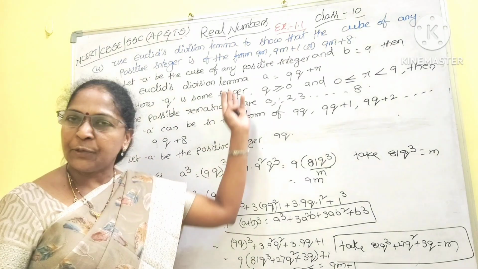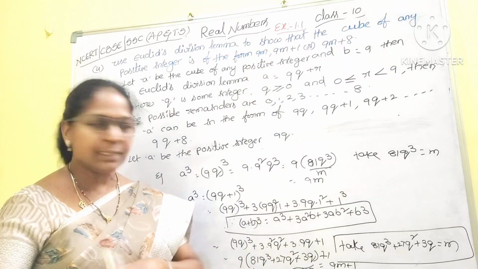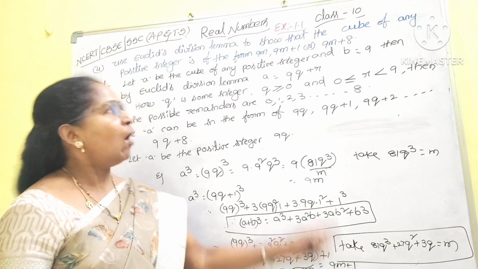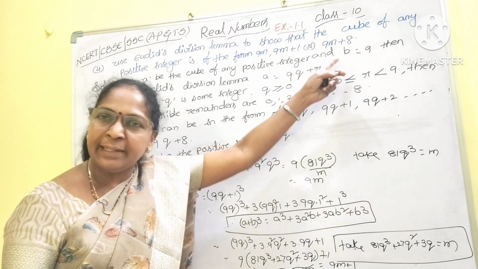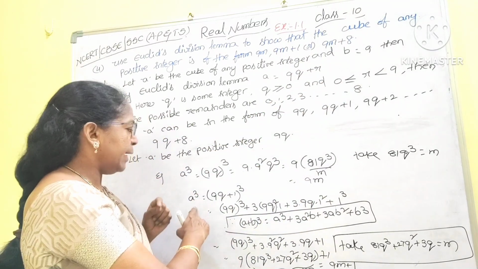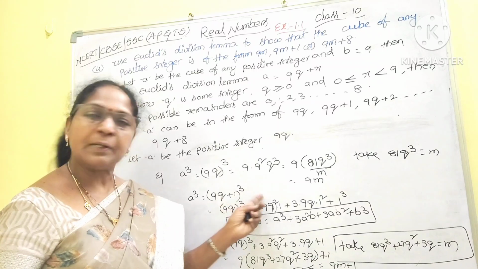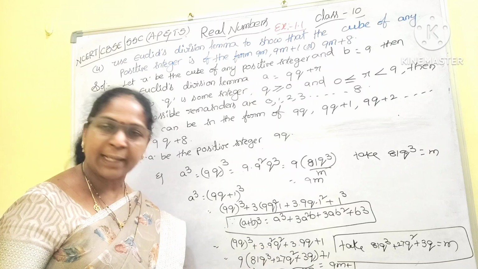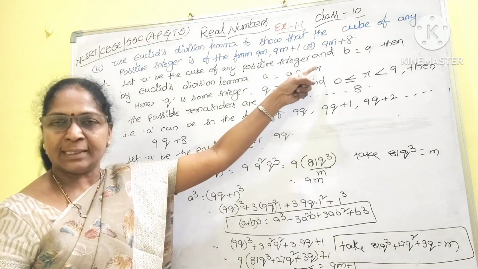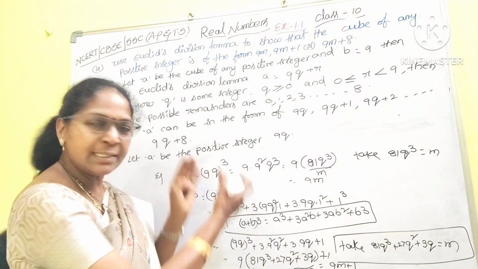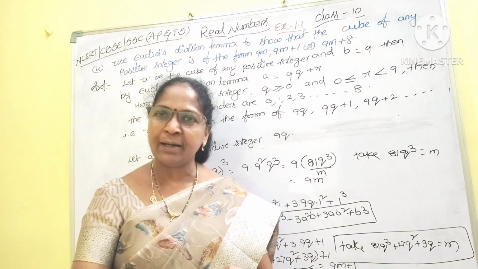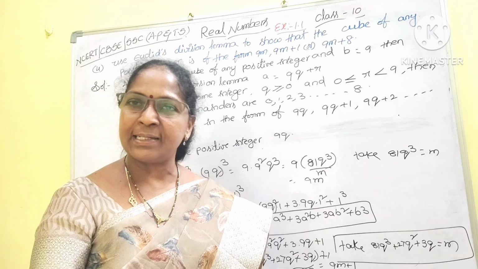Therefore, the cube of any positive integer is of the form 9m or 9m plus 1 or 9m plus 8 also. If you consider A equal to 9Q plus 2, then A cube equal to 9Q plus 2 whole cube. If you do like this, then you will get like this, plus 8 you will get. This is the procedure. Is it clear? If you have any doubt, ask me in the comment section.